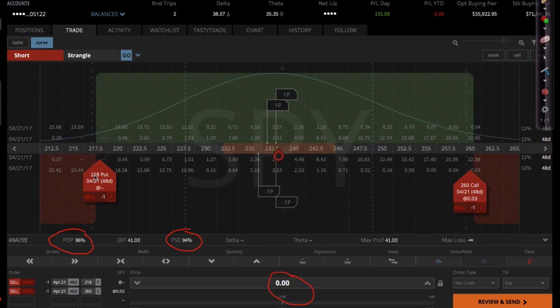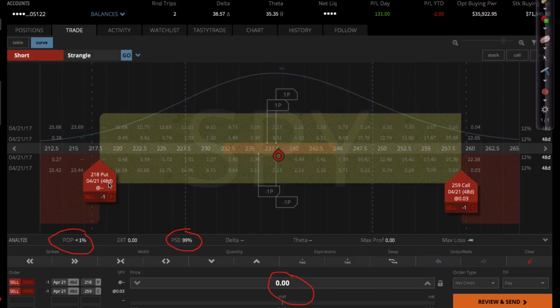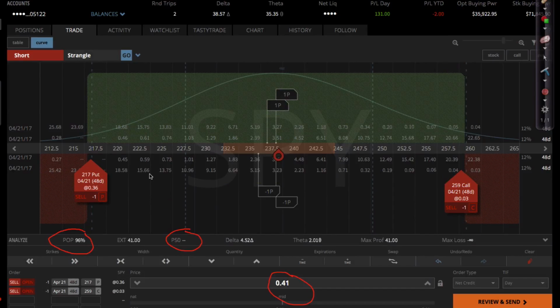That kind of makes sense, right? Because I'm right at 2. If I bring this in just a little bit, there we go. I'm at 2 standard deviations, and based upon the normal distribution we talked about in the last module, 96% sounds about right. Now this P50, let me just get to a pricing point here where I can get myself a P50.